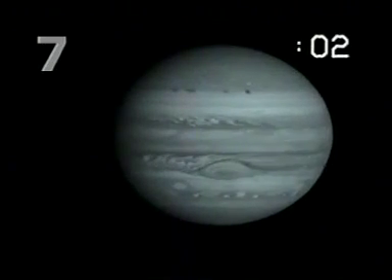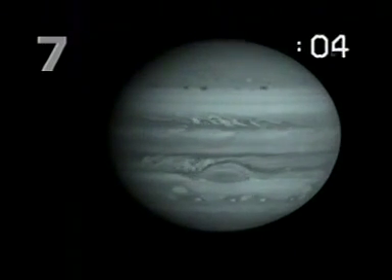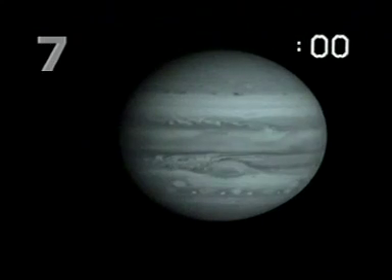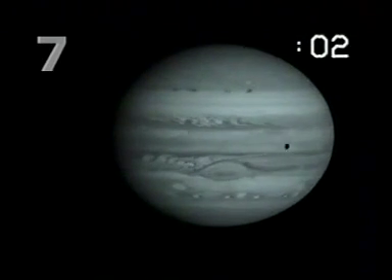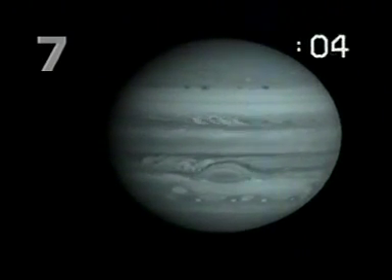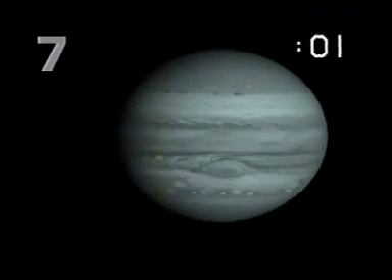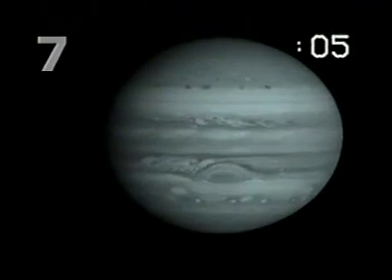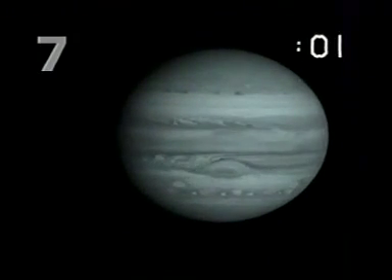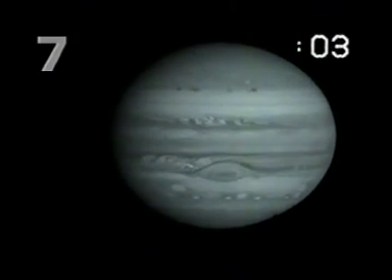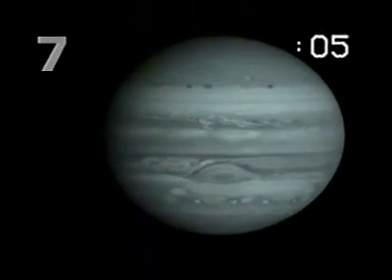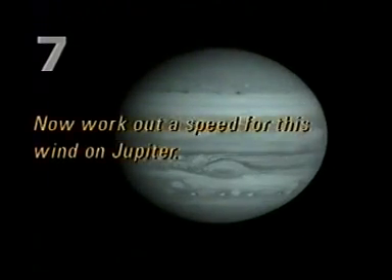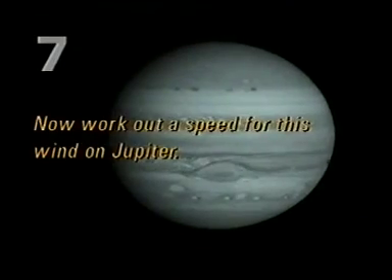Mark the furthest point of the dark spot and the corresponding time. Don't worry if you don't get everything at once. I'll run the sequence several times. You might like to play this sequence more than once. Now you should calculate this wind speed on Jupiter.